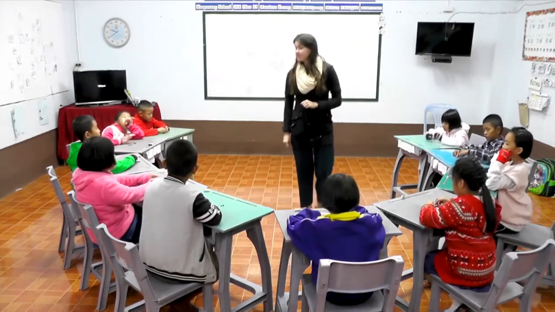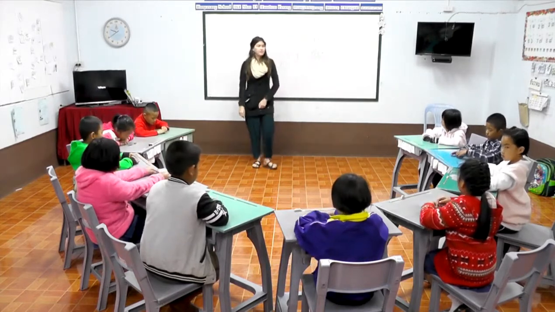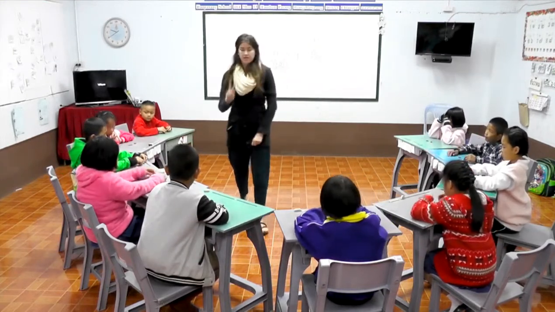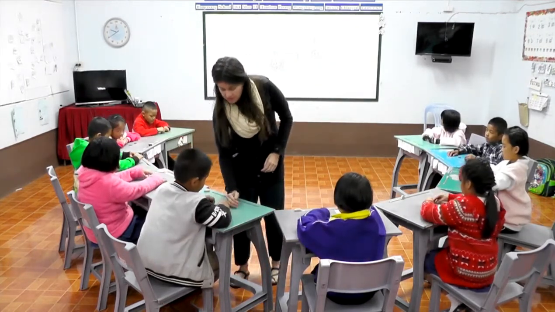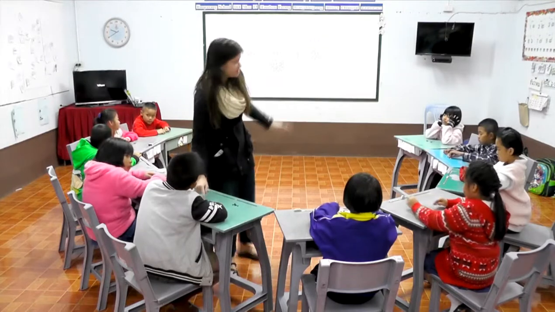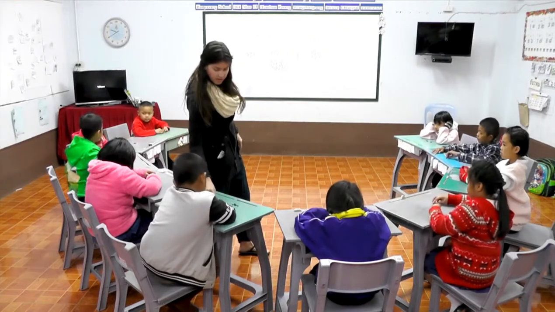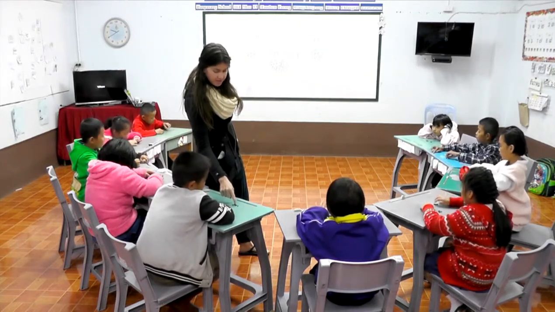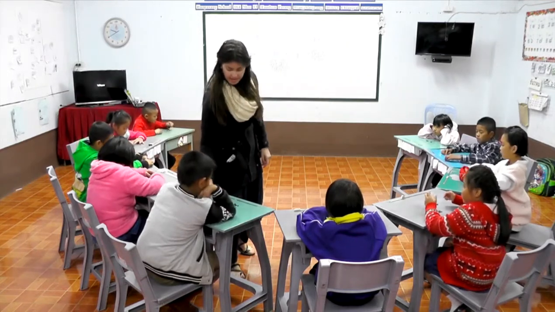Yeah, we have 2 groups. 1, 2. Every group has 6 beans in it. Okay, good job. So we want 2 groups. Okay, so 1 group, 2 groups, just like this. 1, 2, 3, 4, 5, 6. Good. So 2 groups with 6 and 6.